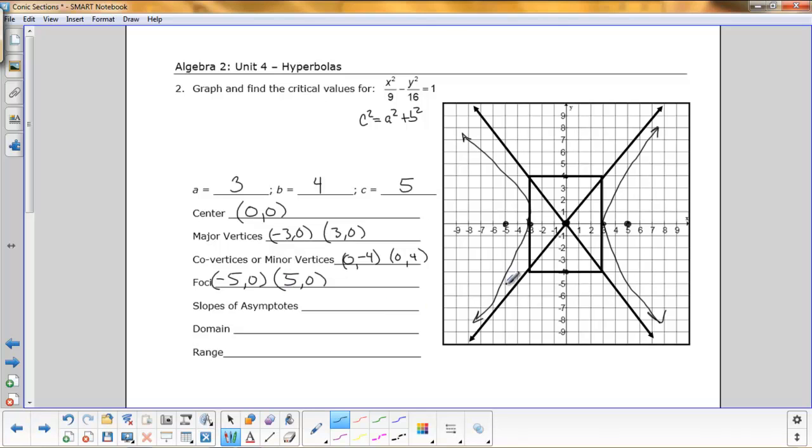The slopes of your asymptotes, rise over run, rise 4, run 3. Therefore, it's going to be plus or minus 4/3. The domain on this now has the gap, while the range has all real numbers. So now we'll go ahead and start with our smallest value at -infinity. Go to our first major vertex, which is -3. Pick it up again at the other major vertex, +3, and continue on till infinity.